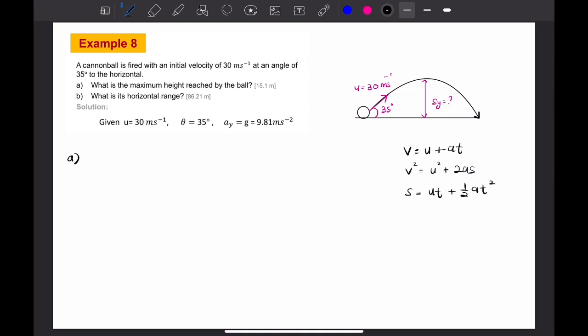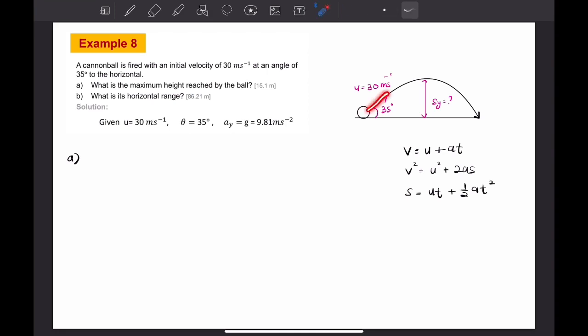Okay, we need to choose which equation to use. So let's look at the first equation. Can we use it? They asked you to find the s, so we don't have the s in the first equation, so that is out of the options. We only have the second or third. Can we use the second? Let's look.